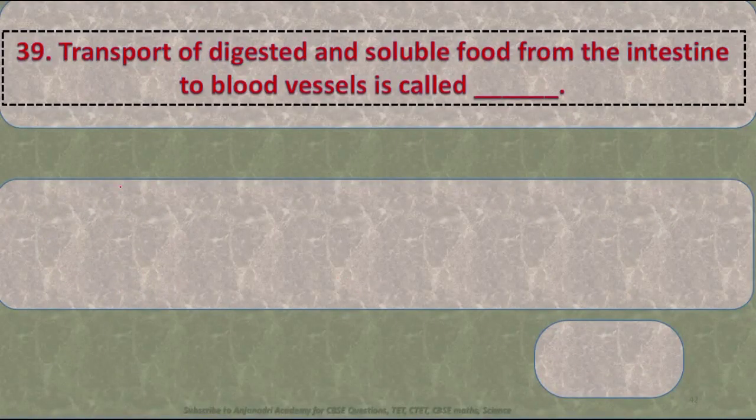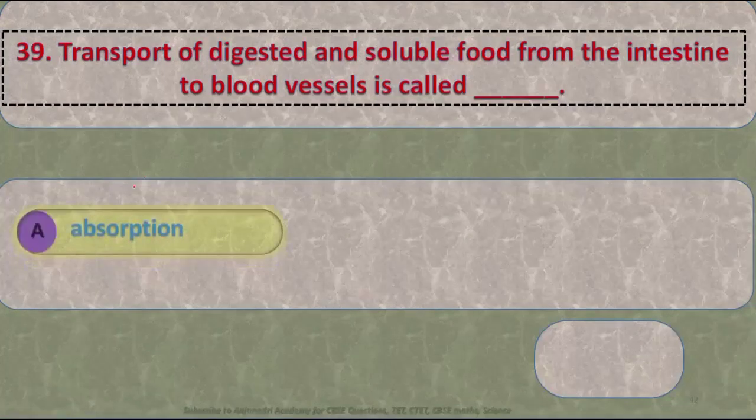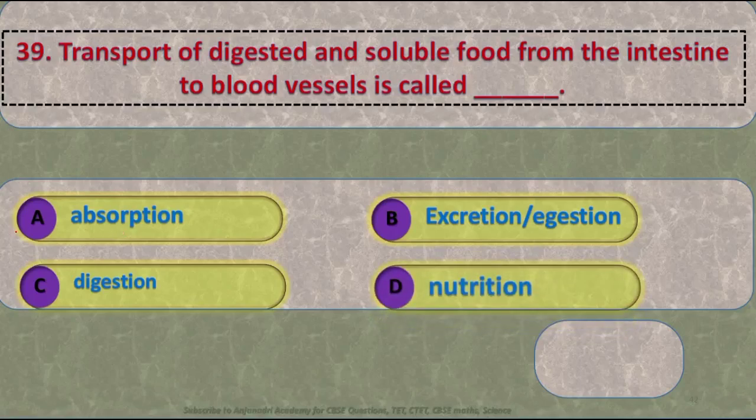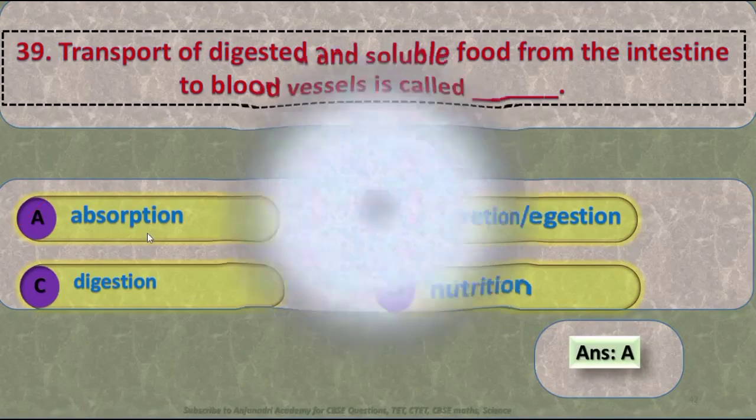Next question. Transport of digested and soluble food from the intestine to blood vessels is called absorption, excretion, digestion, nutrition. Option A is the correct answer for this question. Absorption is the term given to it.